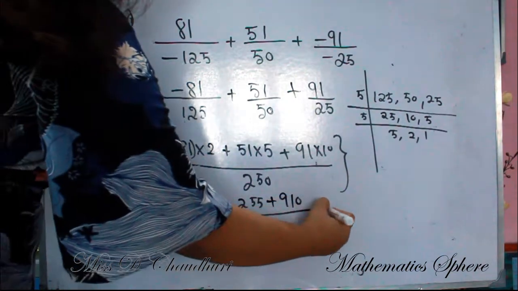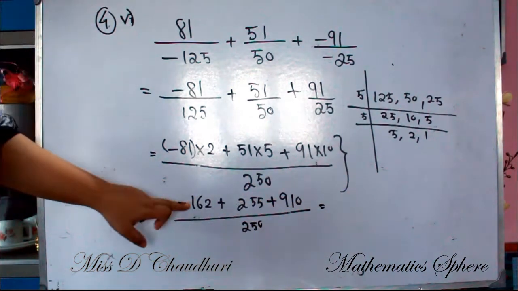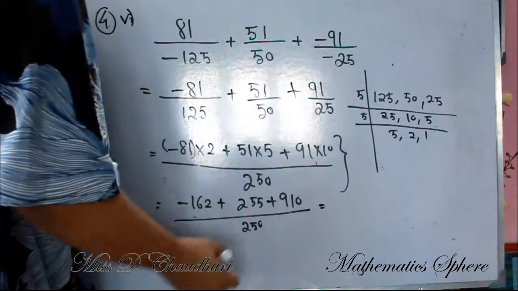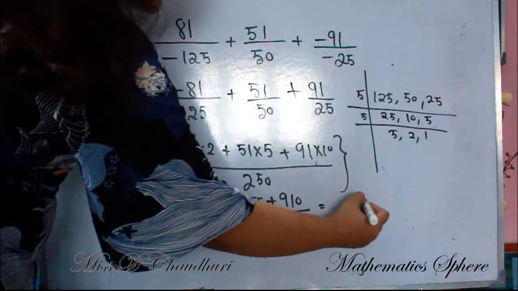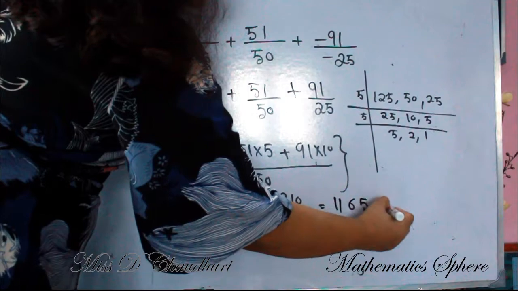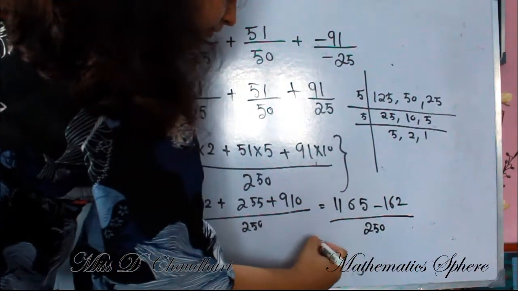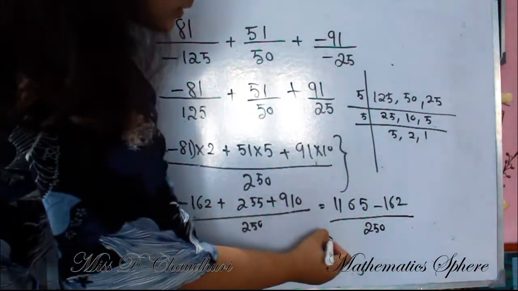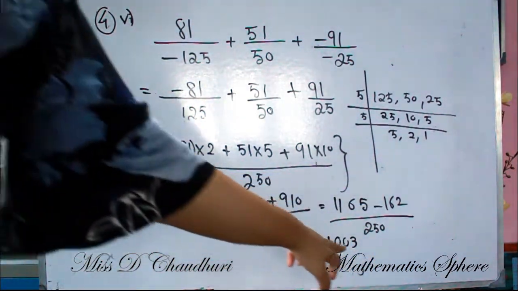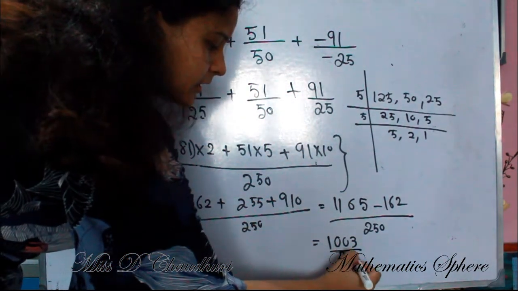Okay, now we are writing it here. So this 2 will be added because they have the same signs, and this one will be subtracted. Be very careful as we have done in integers in the same way. So ultimately 910 and 255 will add up to give the sum of 1165. Okay, and this minus 162 will come, by 250. Now if you subtract, 165 minus 162 will give 3, and 1000 will be remaining, divided by 250.